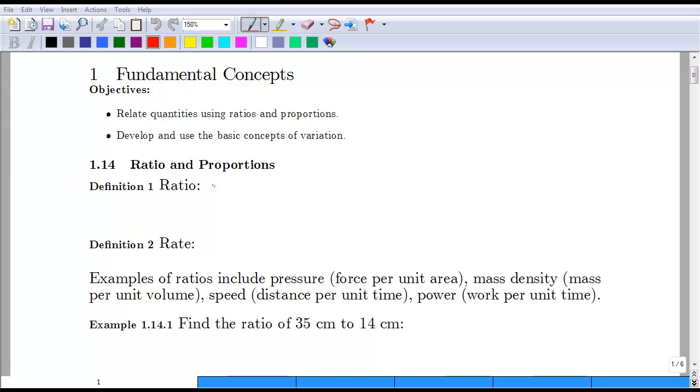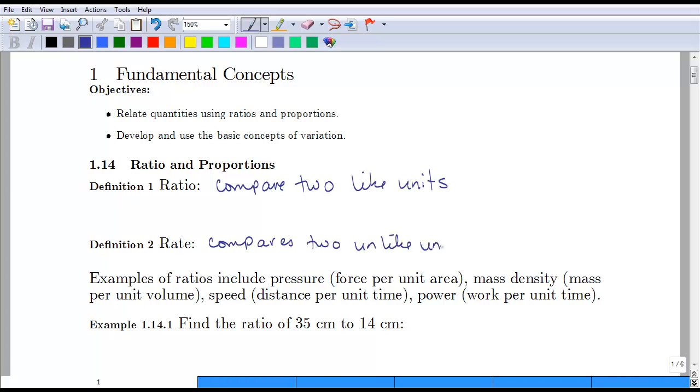Now, first of all, we need to talk about a ratio and a rate. A ratio compares two like units. So, for instance, inches to inches, miles to miles, pounds to pounds. A rate, on the other hand, compares two unlike units. And you've seen these in your everyday experience.